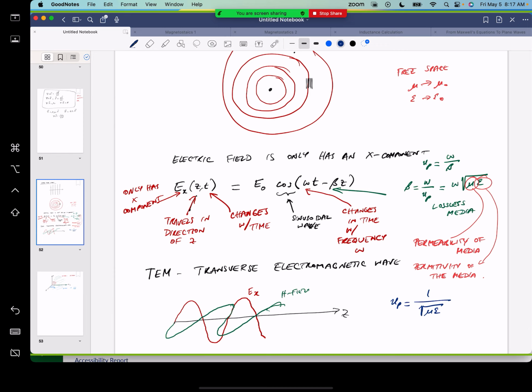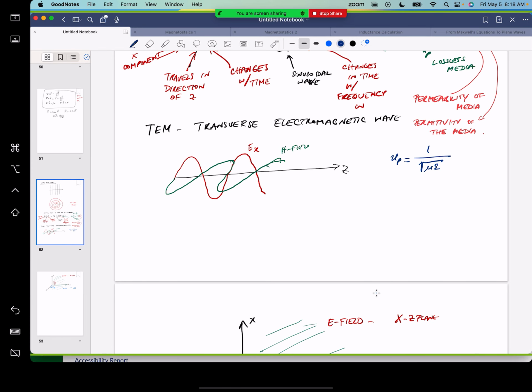Remember, for the transmission line, the phase velocity was 1 over square root of LC. So everything is very reminiscent of the same equation. In the case of a transmission line, the phase velocity is 1 over square root of LC. In the case of a transverse electromagnetic wave, this permeability is related to inductance, and permittivity is related to capacitance, sort of in the electric and magnetic fields versus, you know, sort of voltage and current, or inductance and capacitance.